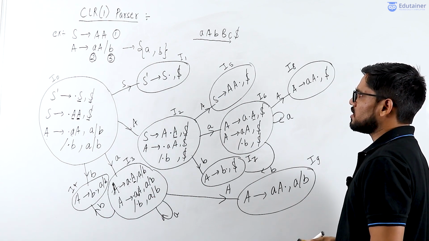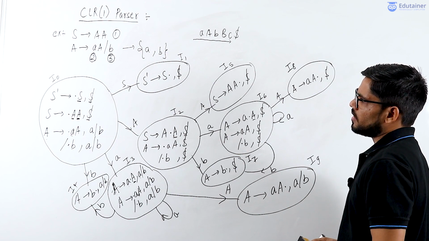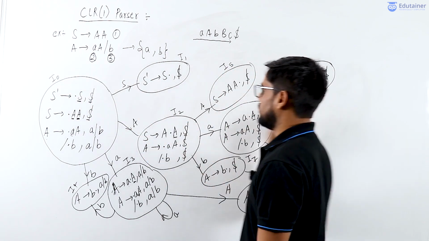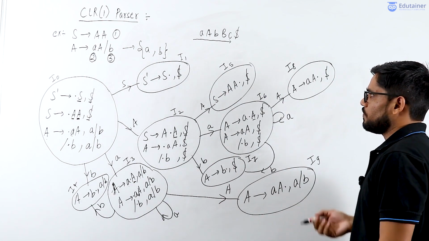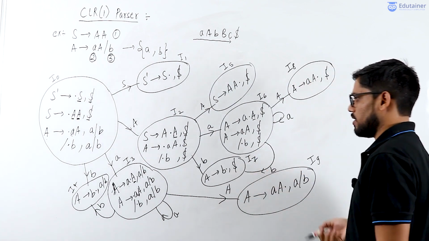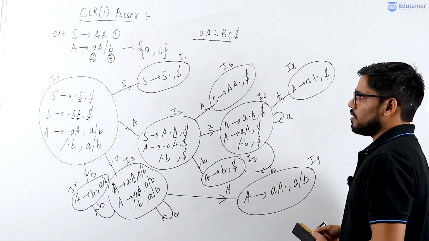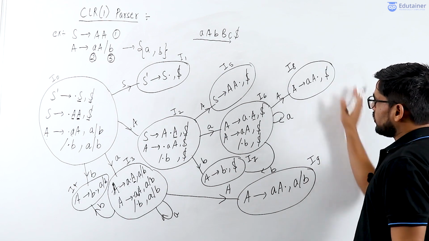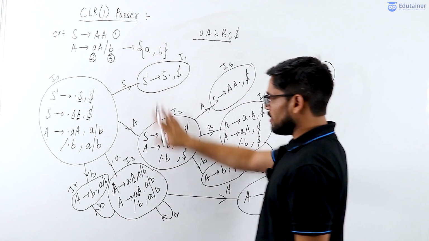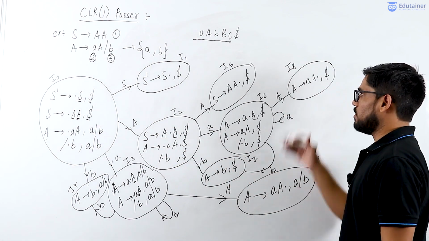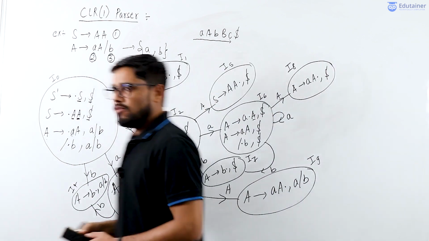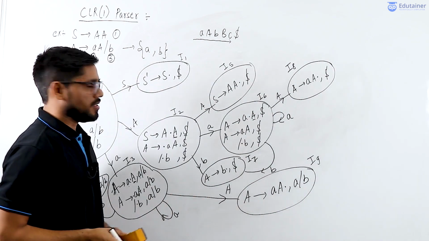How many states are present in this particular grammar? There are a total of 10 states, I0 to I9. You can check it out. You will get the same number of states which I have got here. Now what I will do is, the board is not sufficient for writing the parsing table also. So I will erase the content, and after that I will draw the parsing table. So you just note it down here, and after that we will see the CLR1 parsing table. Okay.